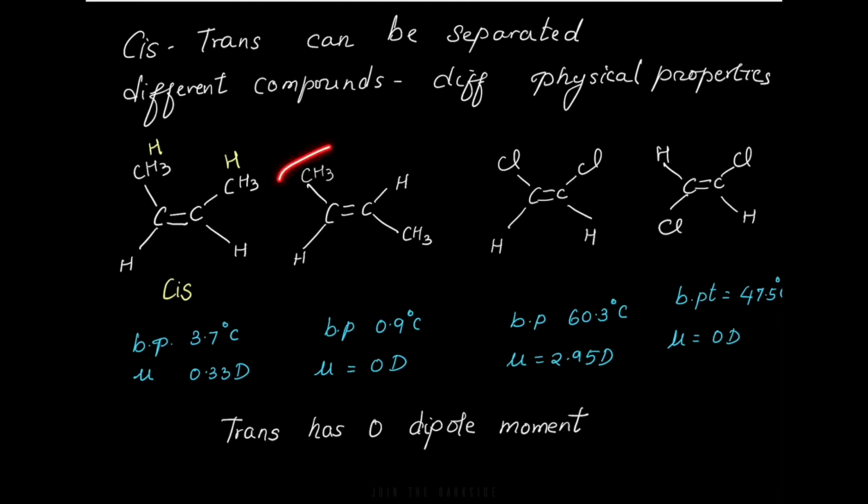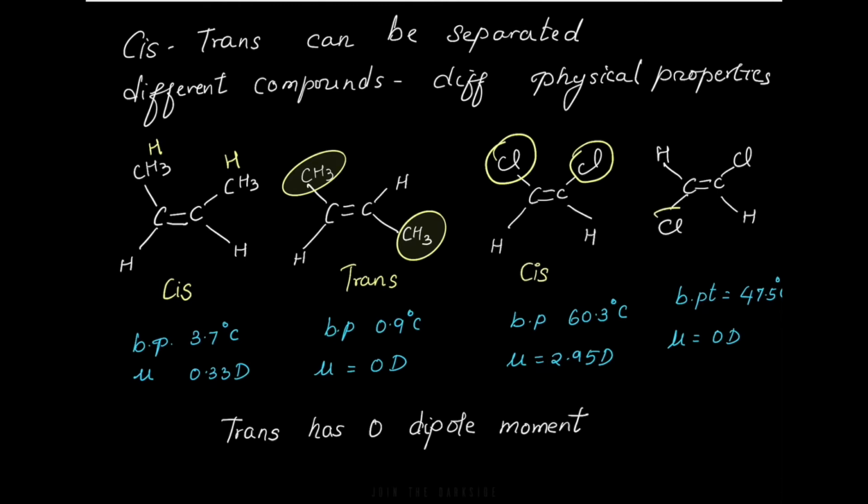Let's do the compound on the right. Here the two groups are on opposite sides, and therefore this is going to be trans. And here the two groups are on the same side, and therefore this is going to be cis. And here it's actually going to be on the opposite side, and therefore this is going to be trans.